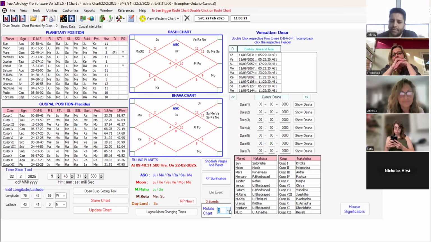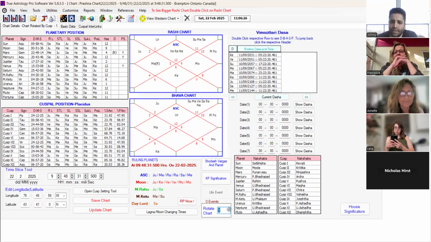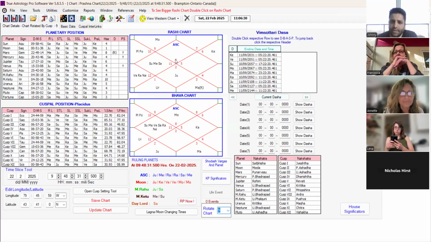But keep in mind, if someone like Annette is a Scorpio, then this is what it's going to look like. Scorpio is the eighth sign of the zodiac, so the eighth sign would fall in the first house, then second house, third house, fourth house, fifth house, sixth house, and so on, all the way up to the 12th house.